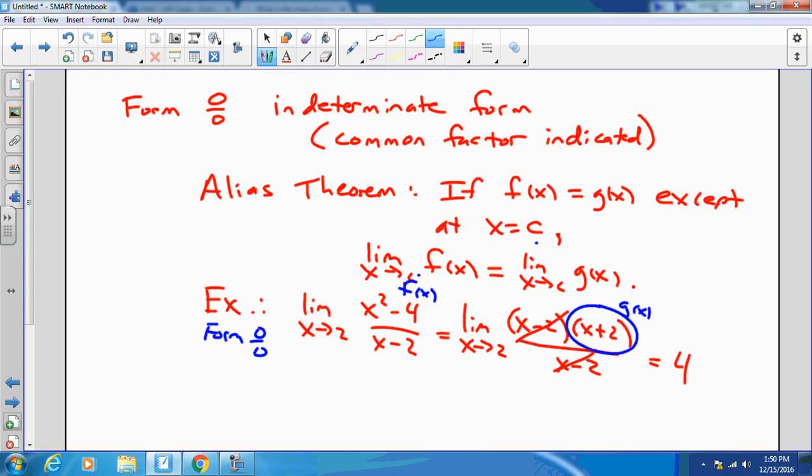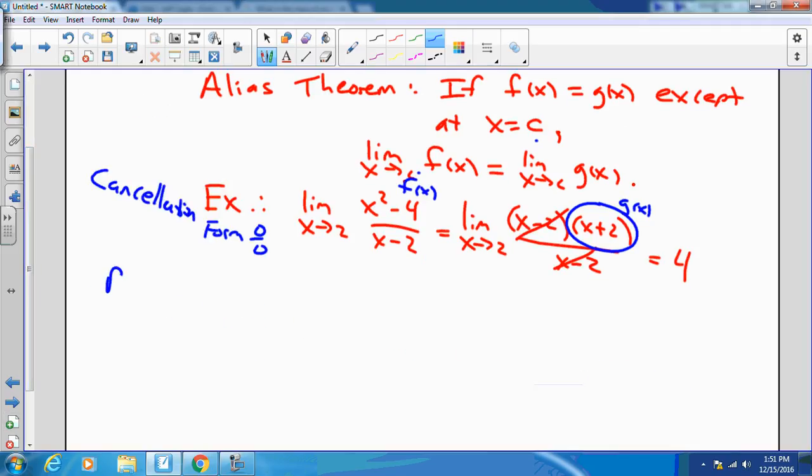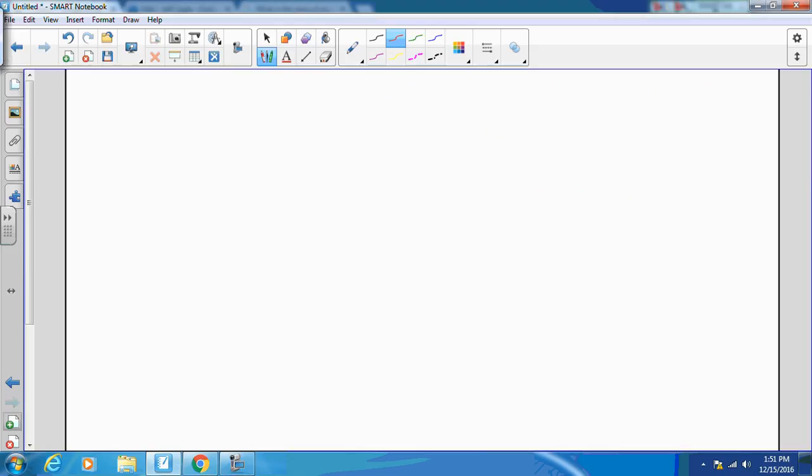Good. All right. So that was the alias theorem. Now, in addition to a cancellation technique that we showed here, closely related to that was rationalization. And I'm going to let you go find some examples for yourselves so that you can practice those. There are some rationalization exercises that I put out a long time ago that you can find if you want to practice them.